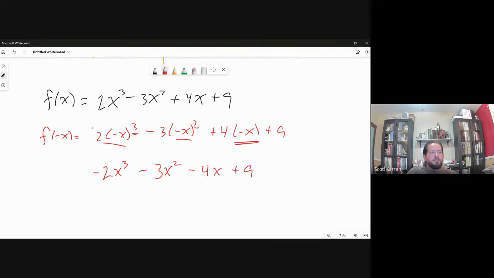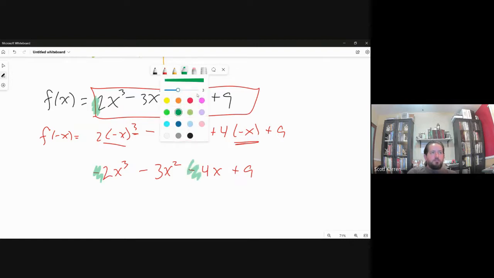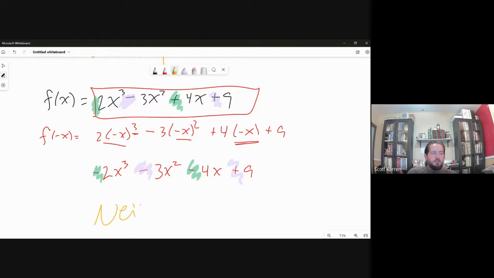And this is neither the same function that we started with, but it's also not the opposite of it, because not all of my signs changed, right? In front of the 2 is a positive, but it turns negative. In front of the 4 is a positive, but it turns negative. But in front of my 3x squared was a negative and it stayed negative. In front of my 9 was positive and it stayed positive. So this guy is neither even nor odd.